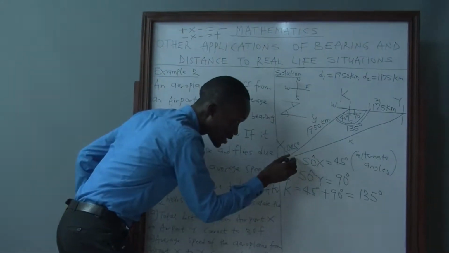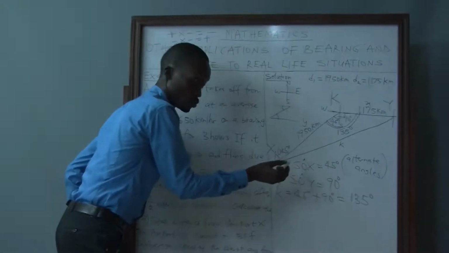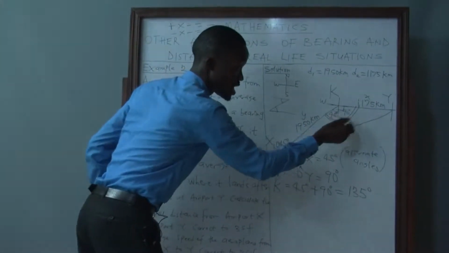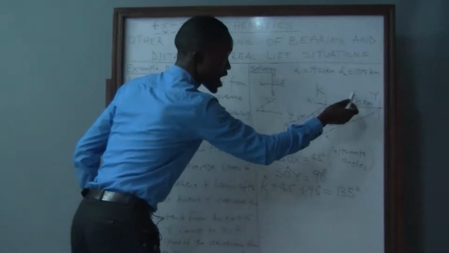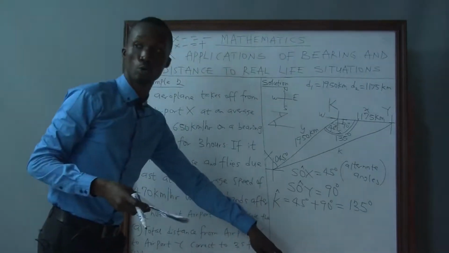It's only after knowing this angle K that we can know the remaining angle that we have here. So this is the only angle we know. We don't even know this one too. This is the only angle we know. And from here, we have two sides and the angle between them. So the suitable rule to use there is the cosine rule.